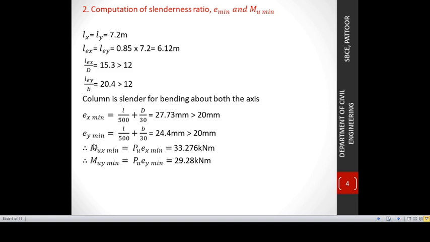Corresponding to this Ex minimum and Ey minimum, we obtain Mux minimum and Muy minimum, which are respectively 33.276 kilonewton meter and 29.28 kilonewton meter. So this is the internal moment due to the eccentricity.